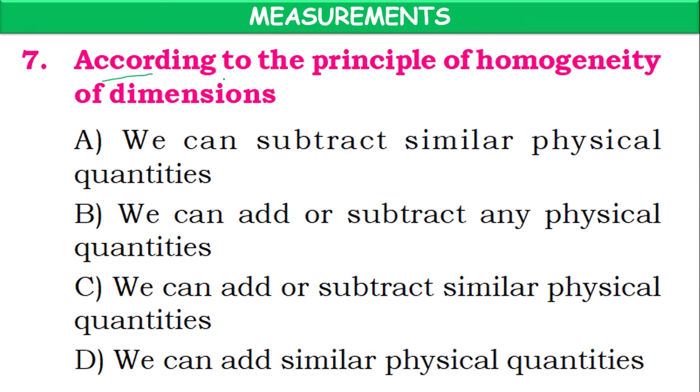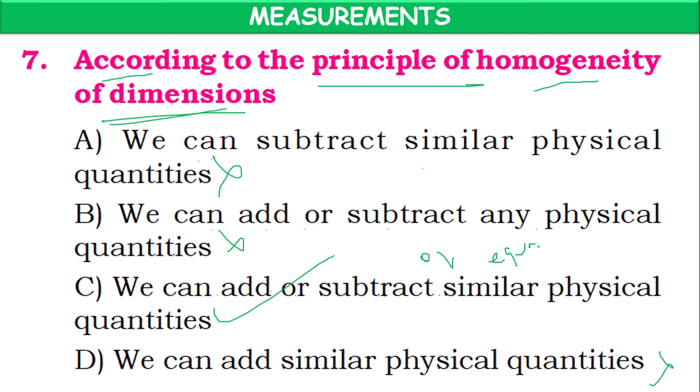According to the principle of homogeneity of dimensions, we can subtract similar physical quantities. Correct. We can add or subtract any physical quantities. Wrong. We can add or subtract similar physical quantities. Right. In the first option, they have given only subtract. Wrong. We can add or we can subtract. In the fourth option, only add is given. Wrong. We can add or subtract, or sometimes equate. So the answer, C option, is correct.